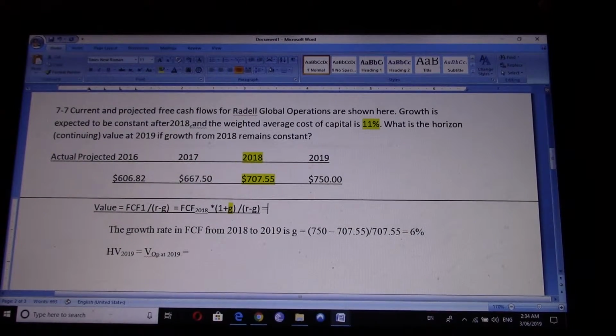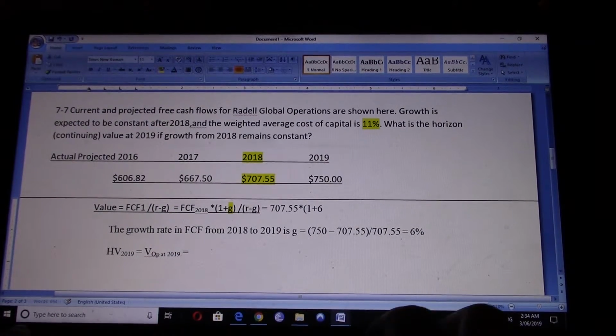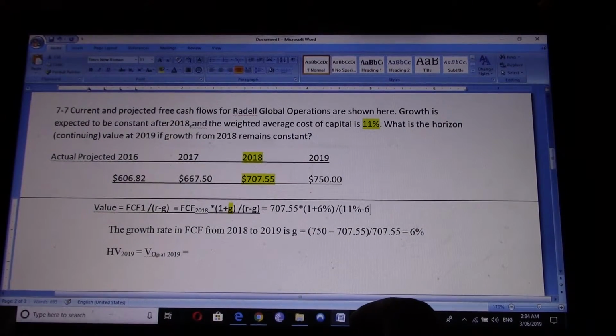And then so you see free cash flow of 2018, this is just like D0. Times 1 plus G, divided by R minus G, 11% minus 6%. So this is the equation to get the value of the firm. So it's the same equation, just replace the dividend by free cash flow.